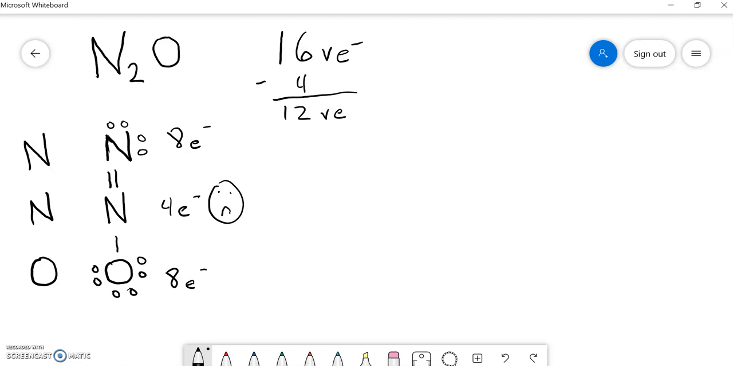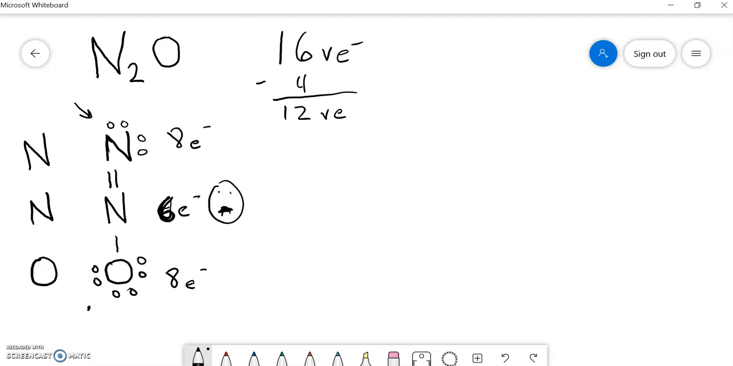Now, this nitrogen on the end, it still has 8 electrons because each of these lines represents 2 electrons, so it's 4 total, plus 4 dots, so that's 8. This nitrogen in the middle has 2, 4, 6 electrons. So he's slightly less unhappy.